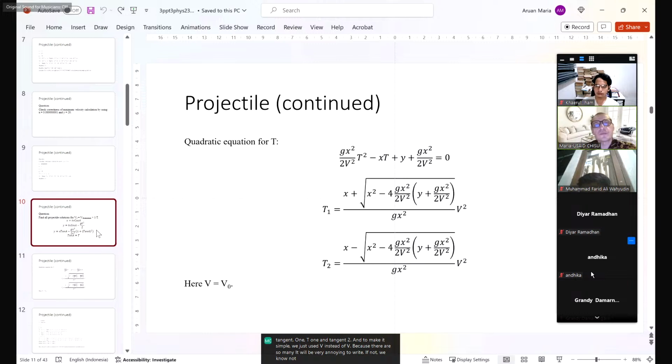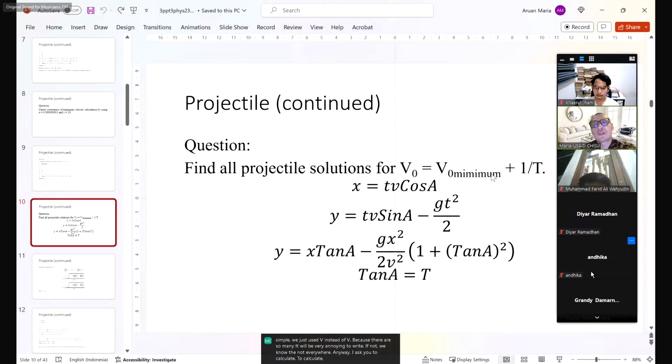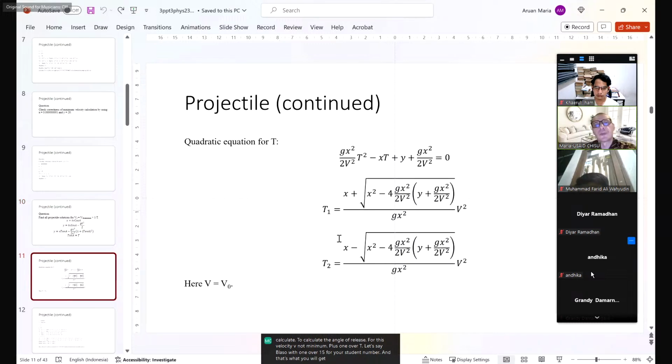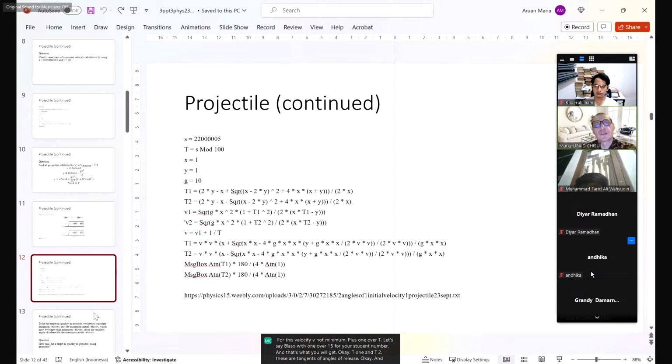Anyway, I ask you to calculate the angle of release for this velocity, V naught minimum plus 1 over t. Let's say plus 1 over 15 for your student number. And that's what you will get. T1 and T2, these are tangents of angles of release. And this is the code, yeah?